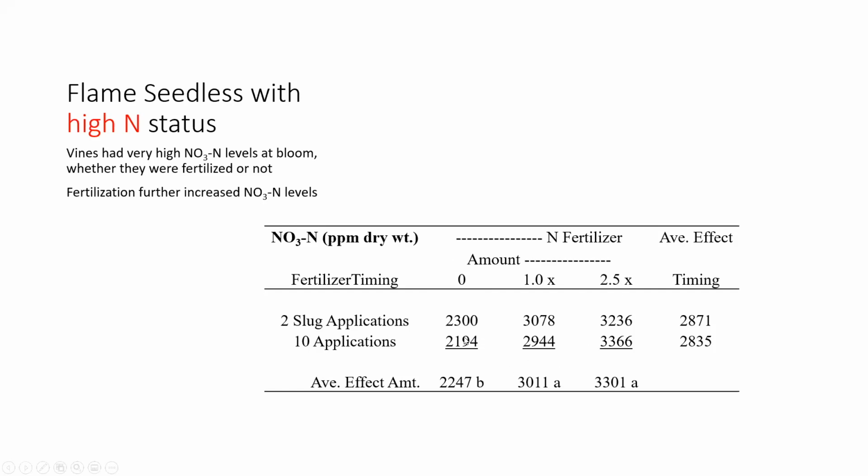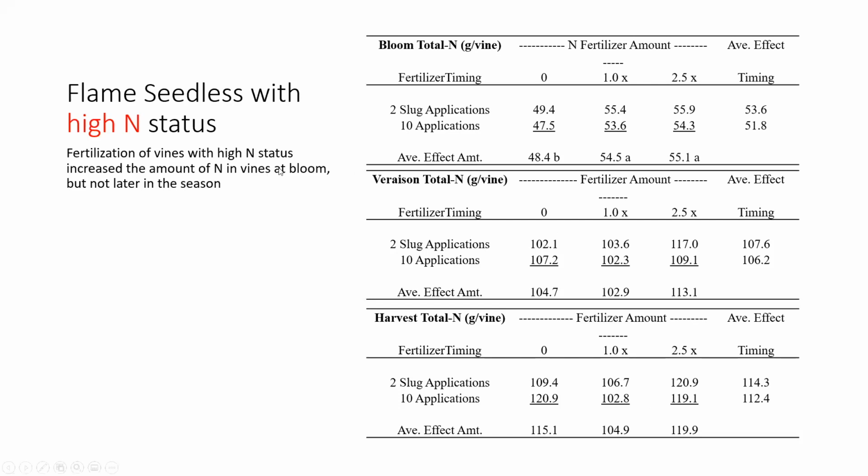And these data here are the parts per million nitrate nitrogen in petioles at bloom. And you can see even in the unfertilized vines, they're over 2,000 ppm. That's certainly in the sufficient, if not excess range. But even so, if we increase the rate of nitrogen, we were able to increase the nitrogen levels in petioles at bloom. So they do respond to the fertilizer applications, but what is the practical implication?